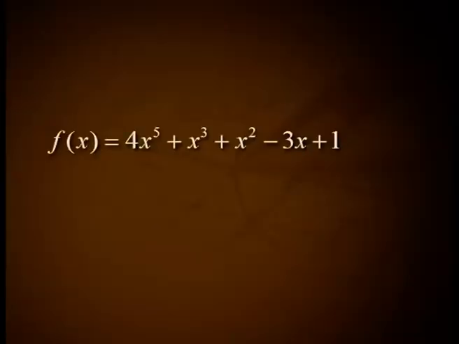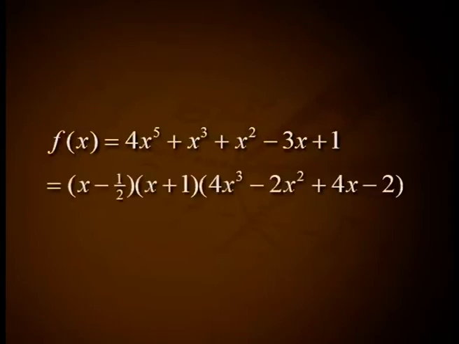We divide f(x) by x minus 1/2 and then divide the quotient by x minus (minus 1), and find that f(x) equals 4x^5 plus x^3 plus x^2 minus 3x plus 1, equal to (x minus 1/2) into (x plus 1) into (4x^3 minus 2x^2 plus 4x minus 2). Any root of the third degree factor 4x^3 minus 2x^2 plus 4x minus 2 is naturally a root of f(x) equal to 0.